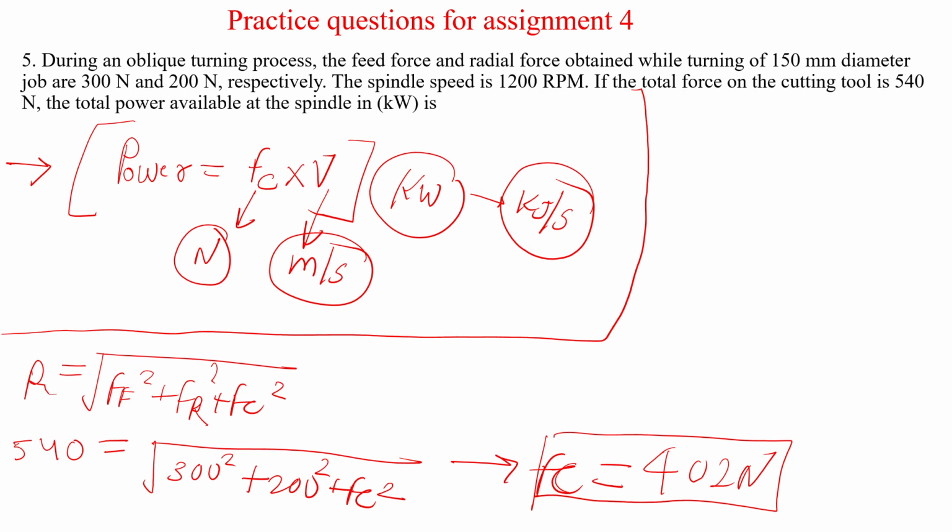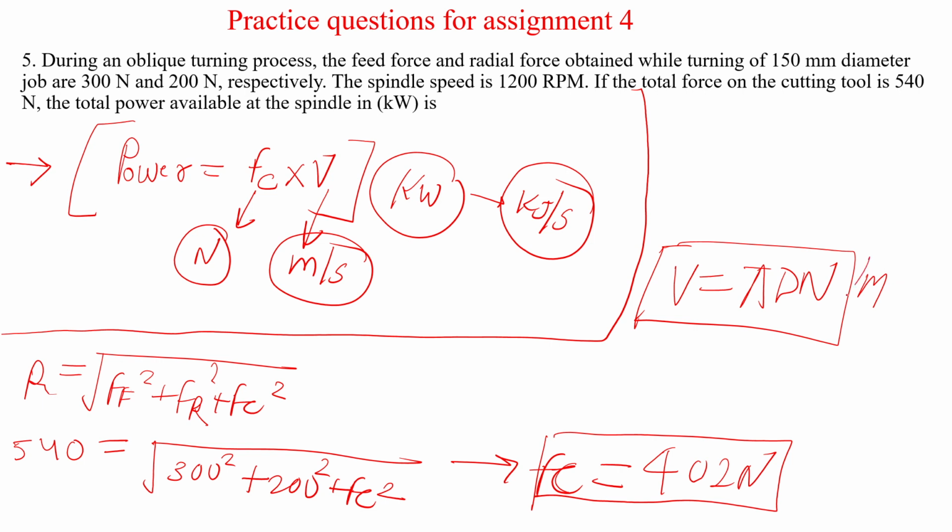Now we just want the value of V, which is the cutting velocity. So V is how much? The value of V is pi DN. You knew this, the value of V written as pi DN by 60. Pi DN is in meter per minute, but if you want in per second, we will divide by 60. Right?